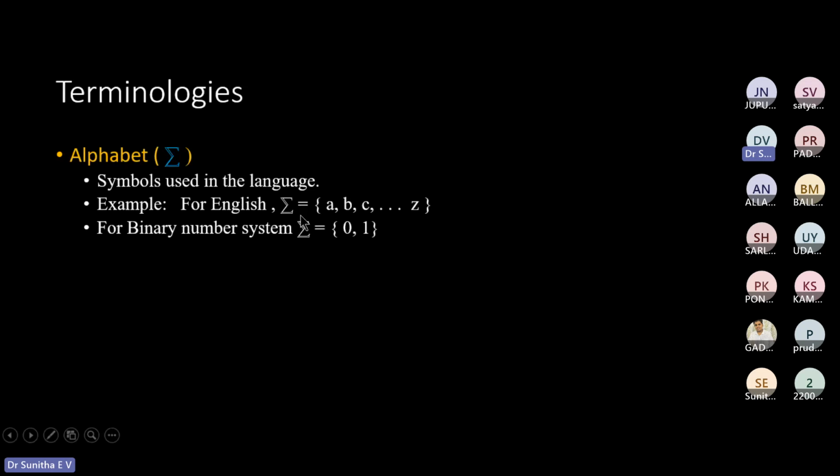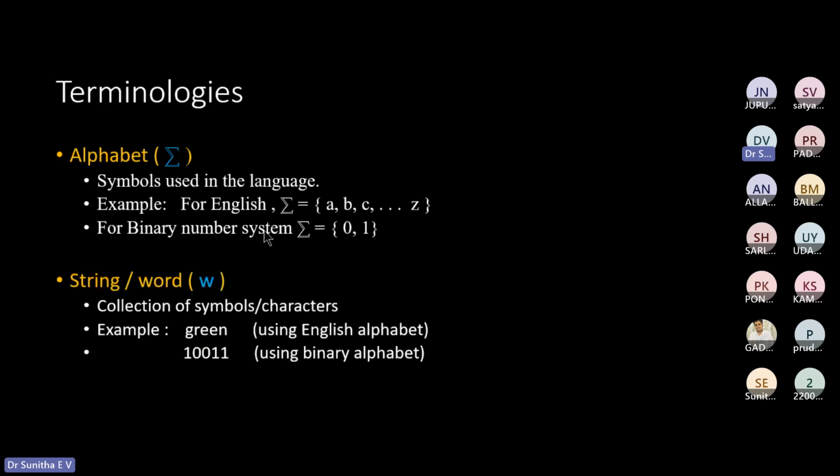So for English, the alphabet is A, B, C, D up to Z. If you consider the binary number system as a language, then its alphabet is 0 and 1, because every binary number is made using 0 and 1. So that is alphabet. Sigma is the symbol that we use here to represent alphabet.